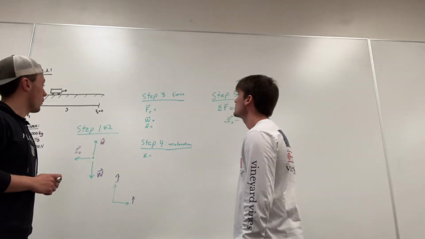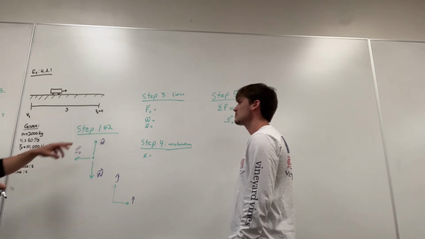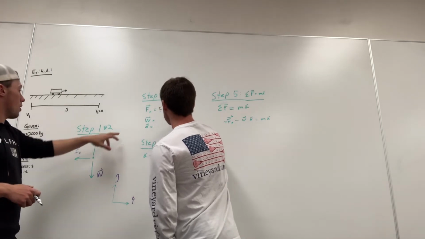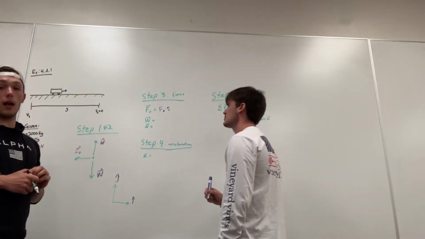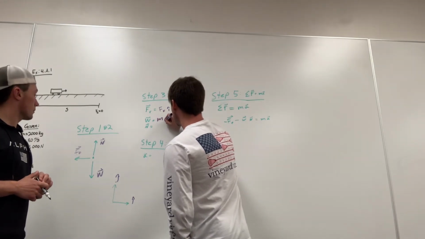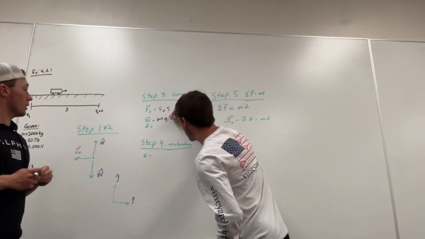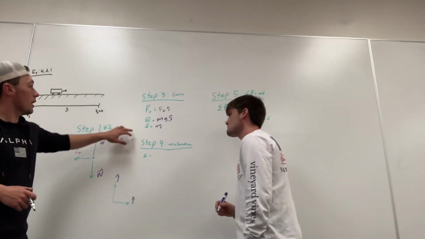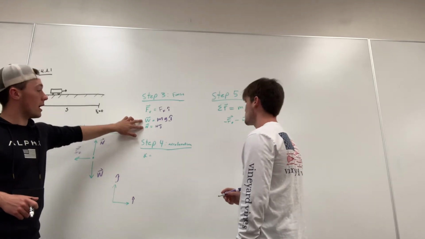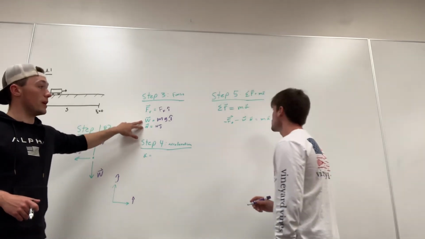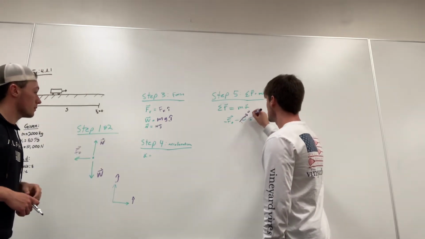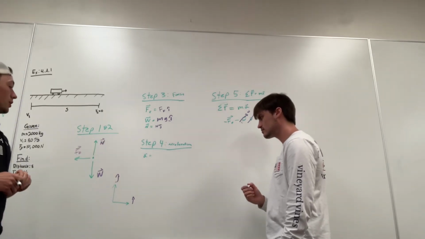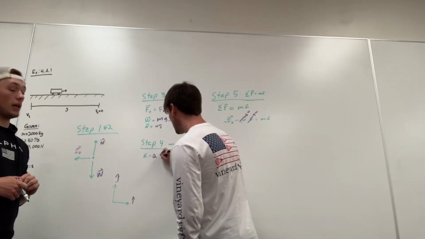In step 3, we go through our forces. Our force of friction is equal to negative F_f i. Our weight force is mass times gravity in the negative j direction. And our normal force is the normal force in the j direction. Weight and normal force cancel each other out, so all other forces will be in the i direction. And then in step 4, acceleration is equal to the acceleration in the i direction.